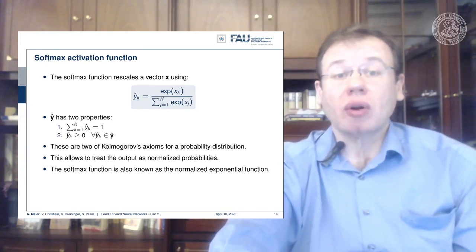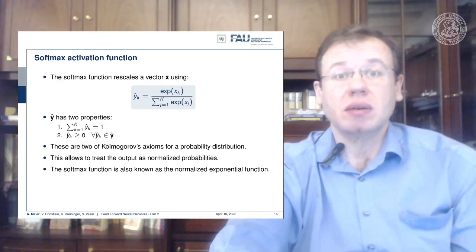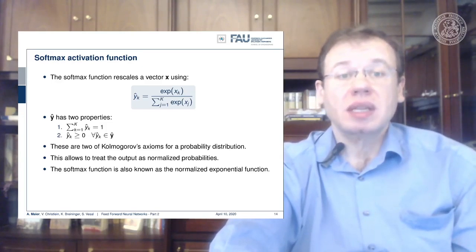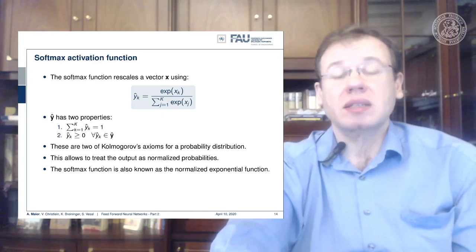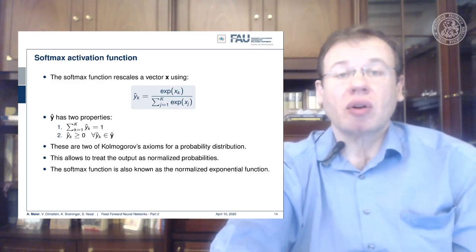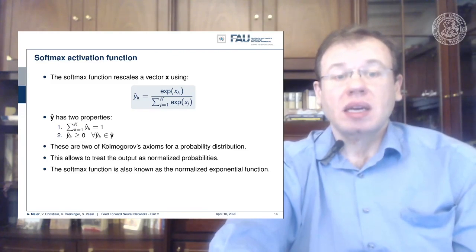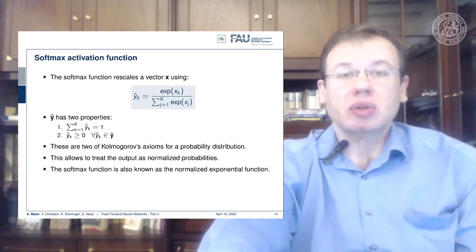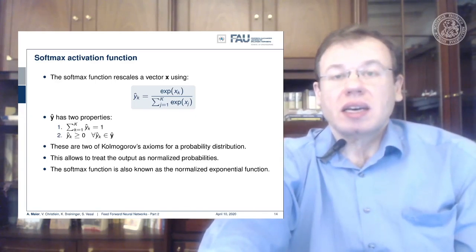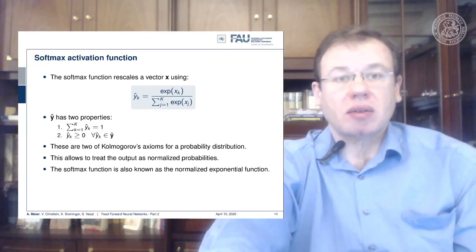So you do that for all of your classes. You compute the sum over all of the exponentials of all input elements, and this gives you the maximum that can be attained by this conversion. You divide by this number for all of your given inputs, and this will always scale to the 0, 1 domain, and it will have the property that if you sum up all elements of the vector, it will equal 1. This is very nice because these are two axioms of the probability distribution introduced by Kolmogorov. So this allows us to treat the output of the network always as probabilities.